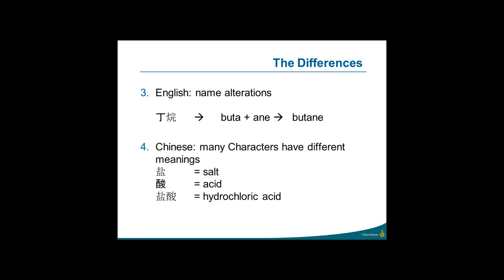Another challenge is that in Chinese, we use many characters, and they could have different meanings according to the context. For example, yan means salt, and suan means acid. But if you put these two characters together, yansuan, that means hydrochloric acid. So it depends on where you use it. The meaning can be different.